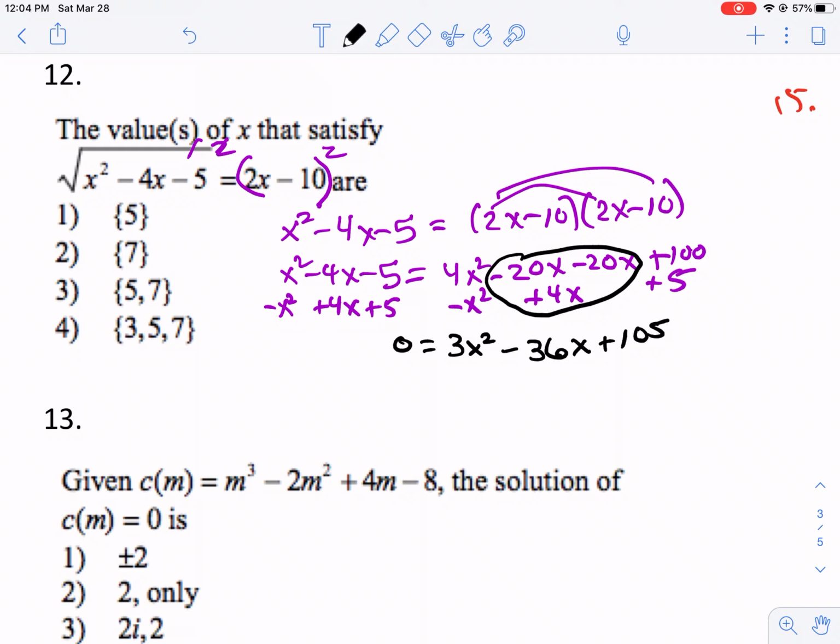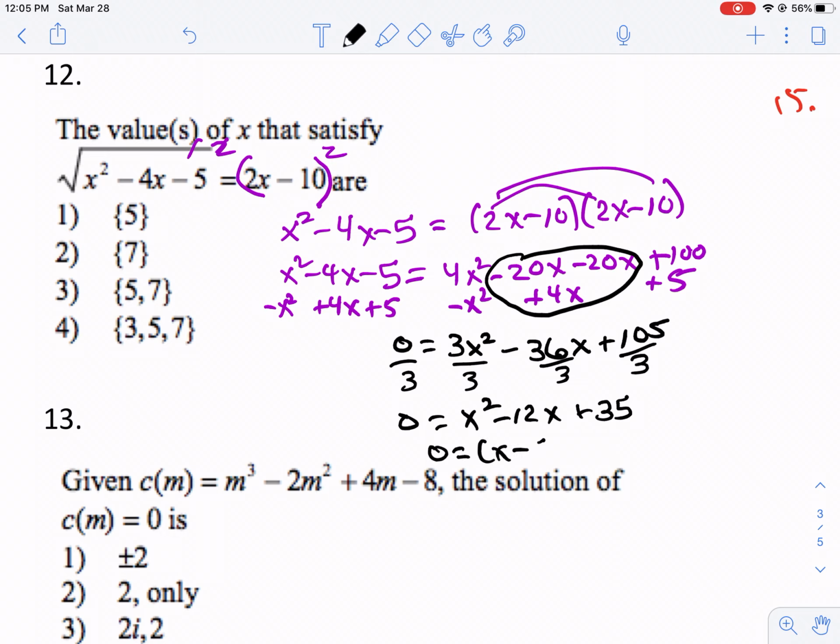Those numbers are a bit big. I do know because it's a multiple choice question, it should be factorable. So I'm going to divide everything by 3 to make those numbers smaller and more manageable. It also means I no longer have to use factor by grouping. So two numbers that multiply to 35 but add to negative 12 would be x minus 5 and x minus 7. Set them each equal to 0 and we get 5 and 7.